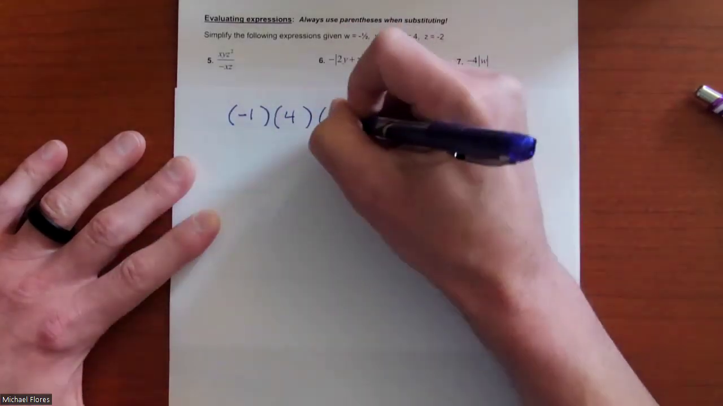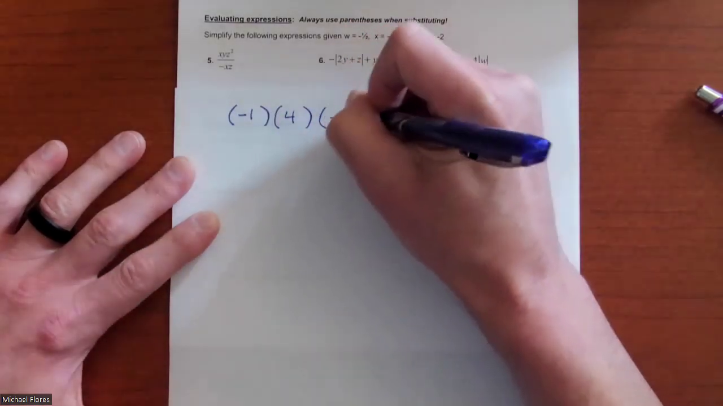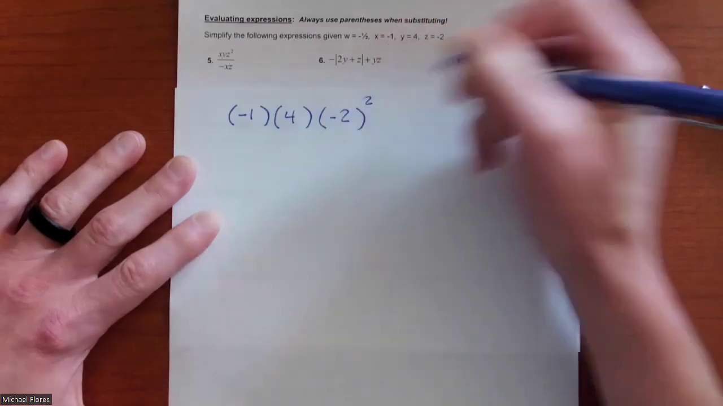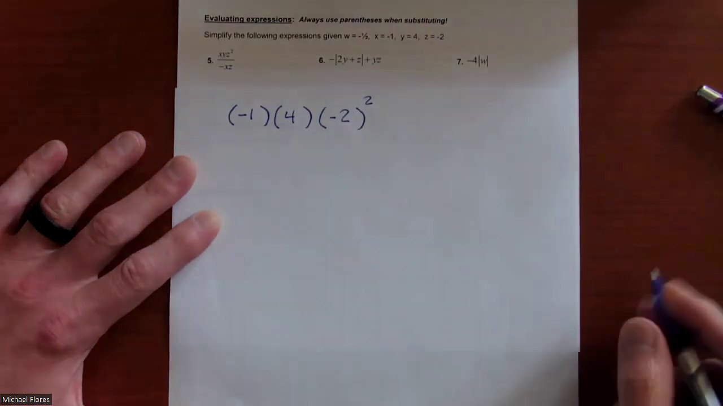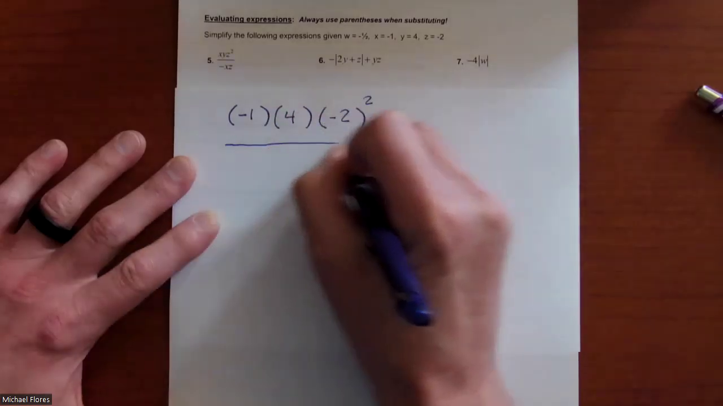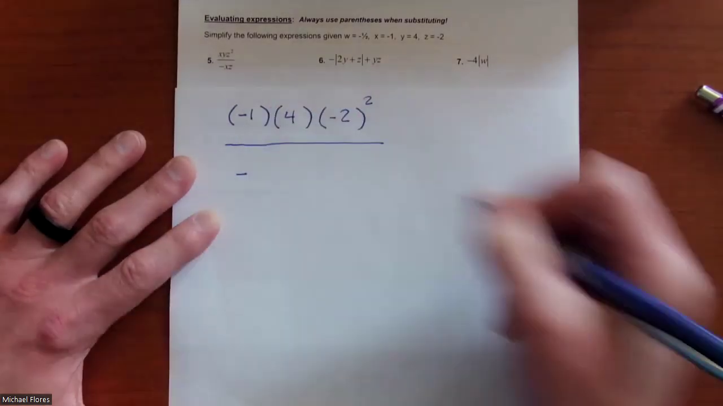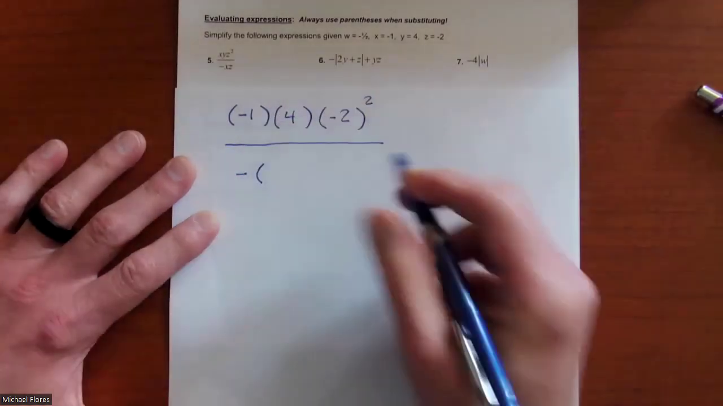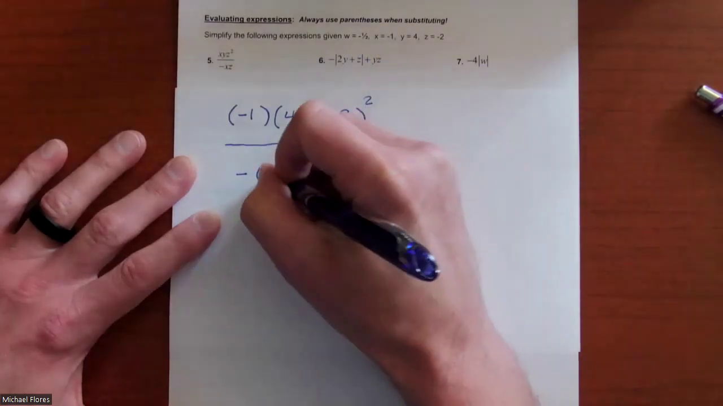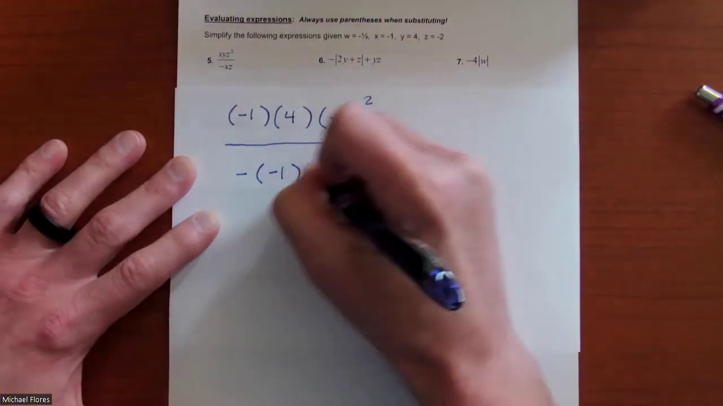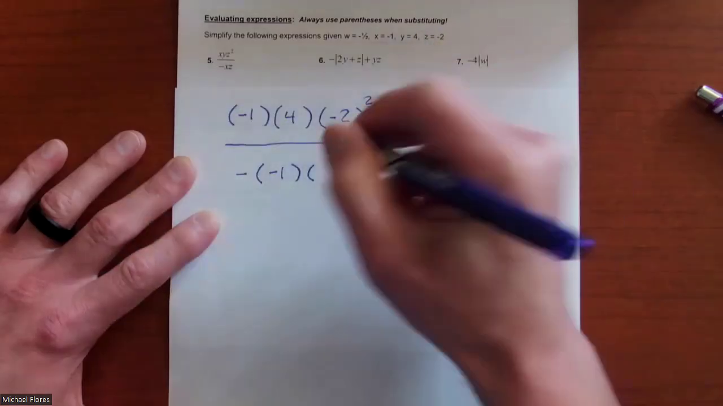z squared, z is negative 2. Look at where the square goes. Look at that, outside the parentheses. Over negative, open parentheses, what was x again? Negative 1 times z, z was negative 2.